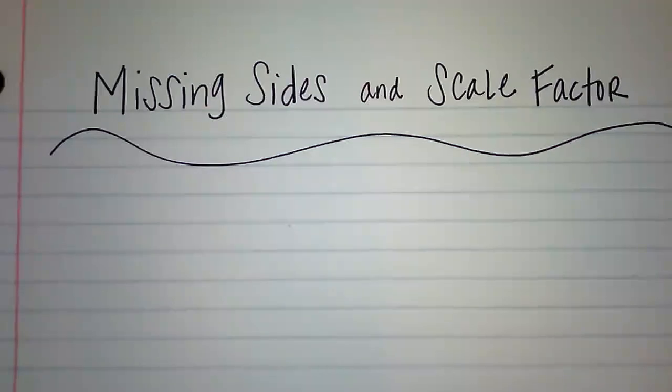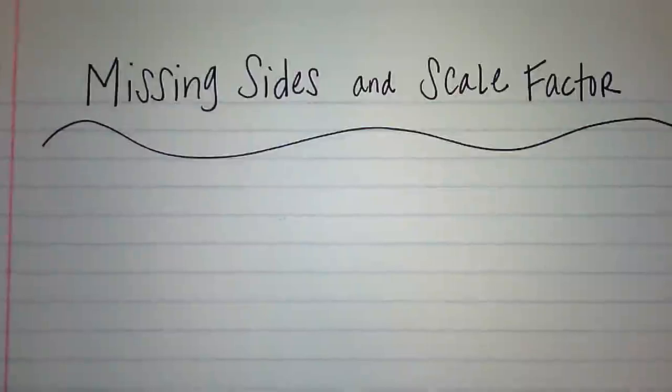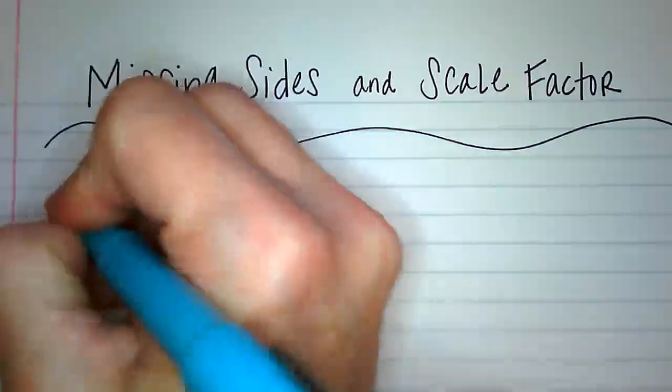Hi everybody, this video is going to work on finding missing sides and scale factor when you are working with similar figures. I want to start by making the statement that we know these figures are similar, so we're not trying to determine whether they're similar or not. We are naming what the scale factor is and finding missing sides, and we're even going to solve for x as well. So let's jump right in.